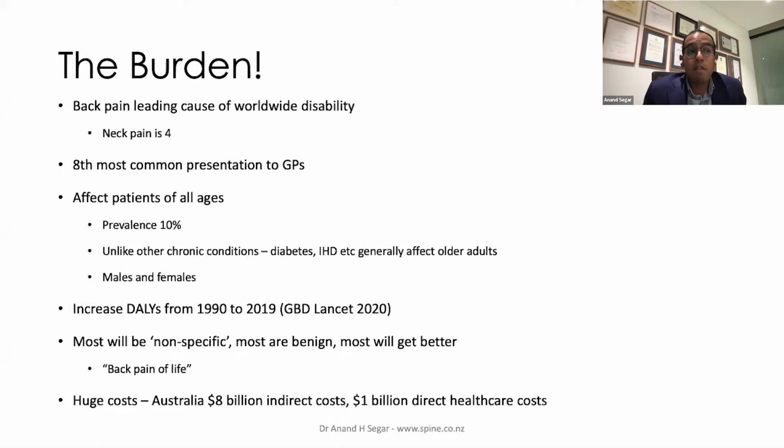It is associated with huge costs. It costs Australia $8 billion, and that's indirect costs. So that's the cost to the economy for people suffering from back pain, and only $1 billion of that is direct healthcare costs.